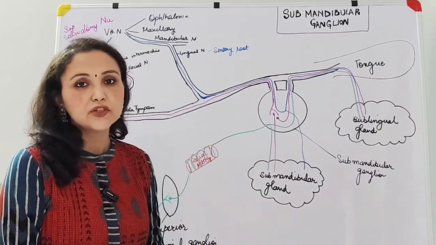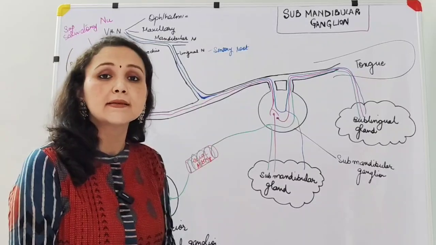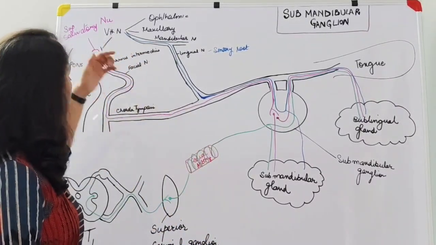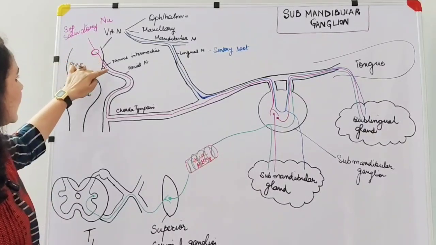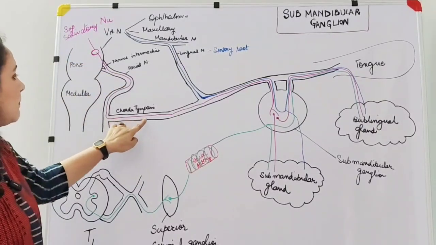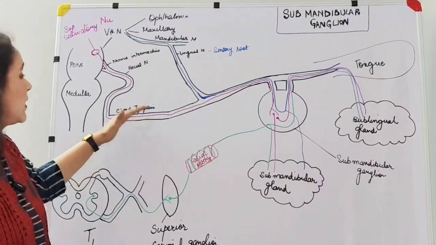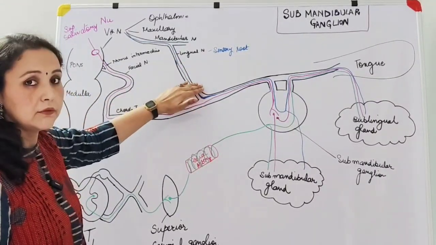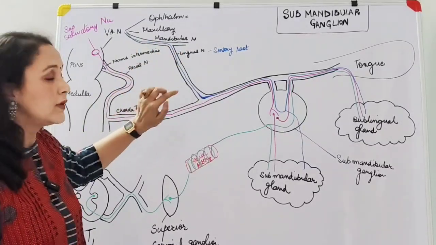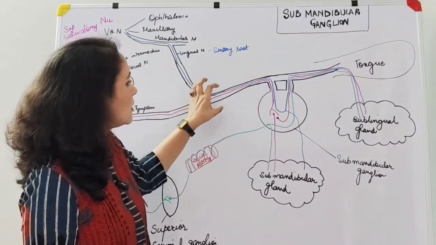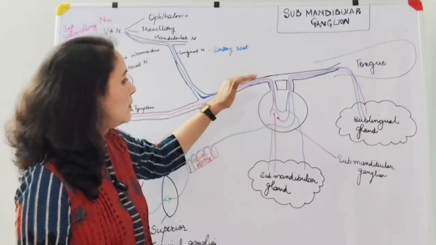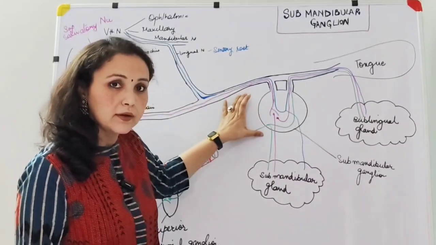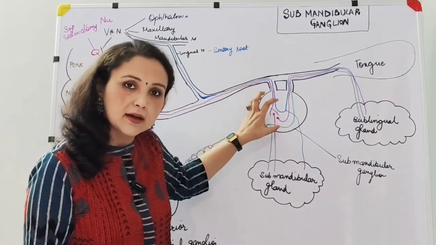And how is the parasympathetic route carried? The preganglionic parasympathetic fibers run through the chorda tympani nerve, which is a branch of the facial nerve. This chorda tympani is joined by the lingual nerve, which is a branch of the mandibular nerve, and this lingual nerve carries the preganglionic parasympathetic route to the submandibular ganglion, where the relay is occurring.